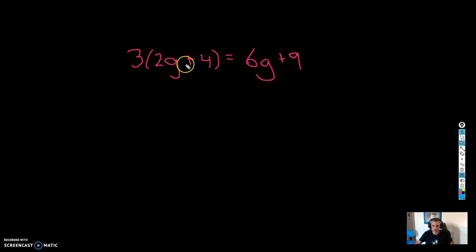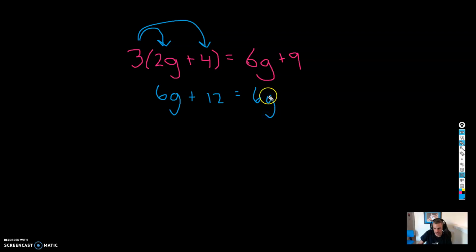You guys know that I'm going to have to distribute here on the left-hand side. I'm going to have to multiply 2G by 3 and 4 by 3. So 3 times 2G. All right, if I have 2G plus 2G plus 2G, right? That's what to multiply by 3 means, right? It's repeated addition. So 3 times 2 would be 6 G's, right? If I have 2 G's and I multiply that 3 times, then I have 6 G's. I still have my plus, and then 3 times 4 is 12. And on the right-hand side, we have done nothing.